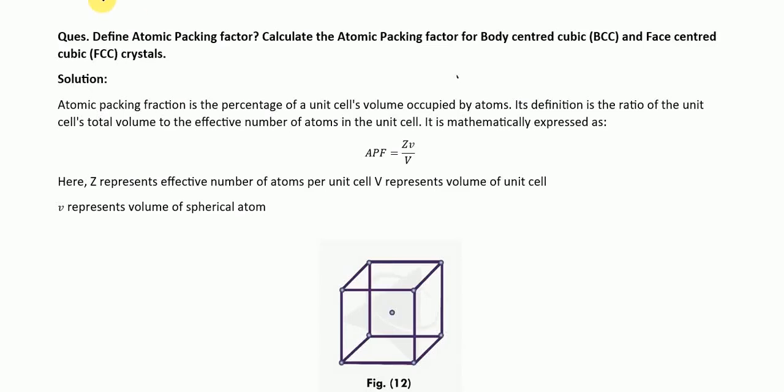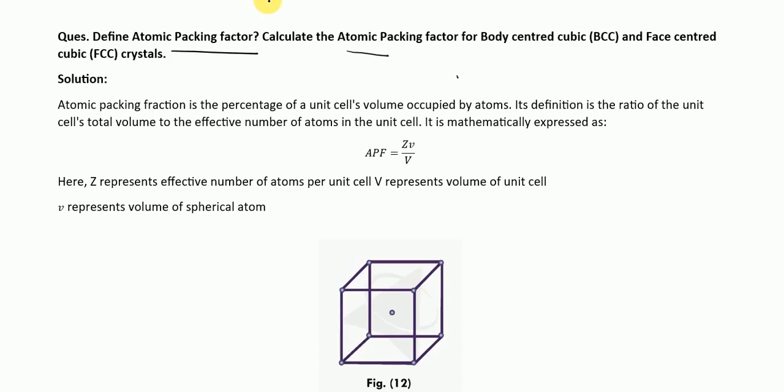So today we will learn about the atomic packing fraction, and after that we will calculate the atomic packing fraction for BCC, body centered cubic, and FCC, which is face centered cubic crystals. So let's start. What exactly is the atomic packing fraction?